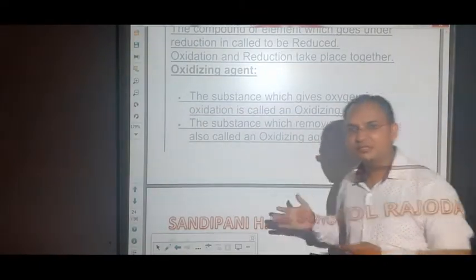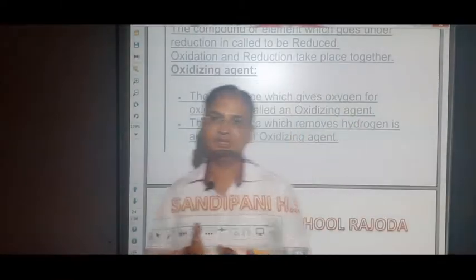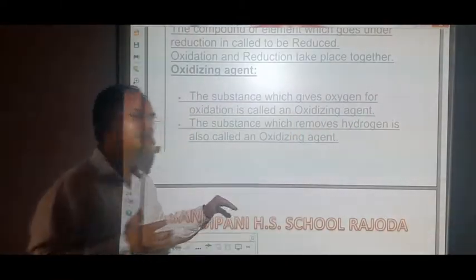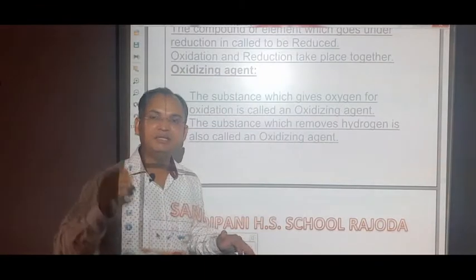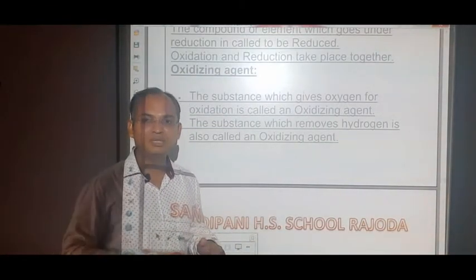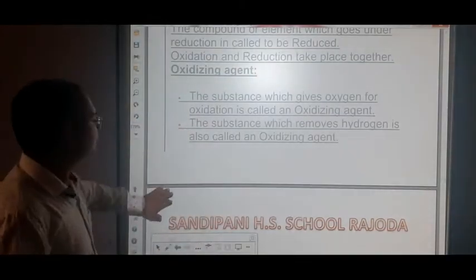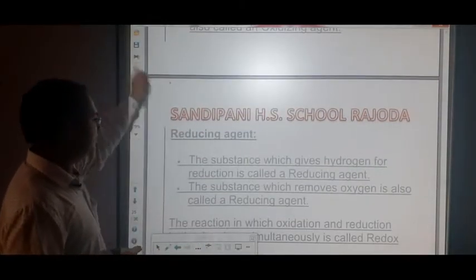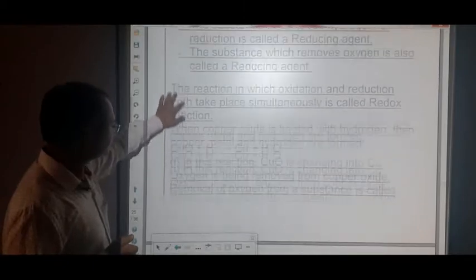And just the opposite, a reducing agent. A reducing agent is a substance which takes oxygen or gives hydrogen, that means which promotes reduction. That substance is known as a reducing agent. We have seen about all this.